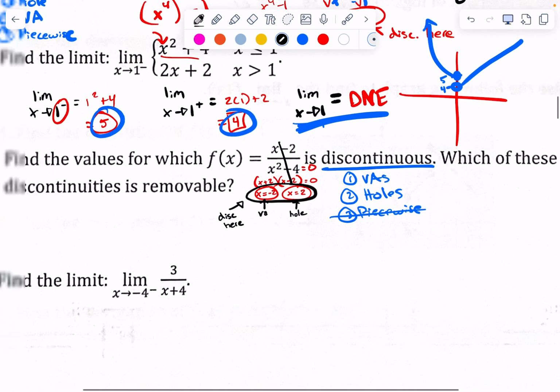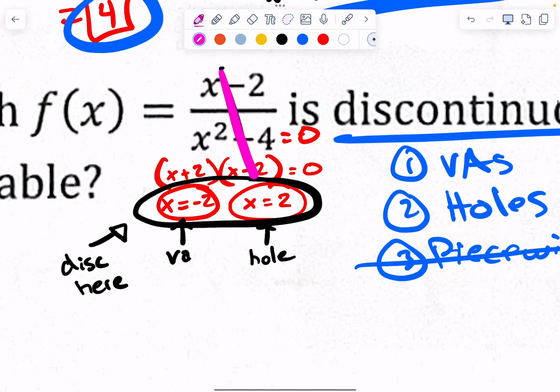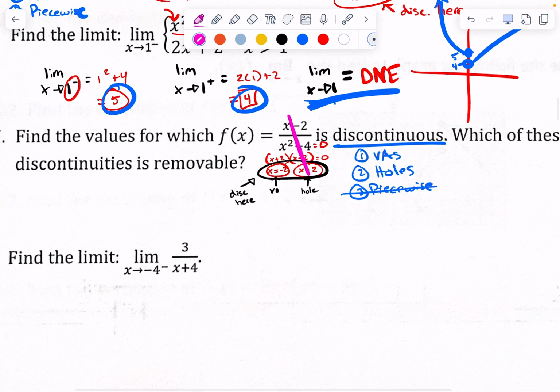All right. Now, here's the tricky part. It says, which of these discontinuities is removable? What the heck does that even mean? Which one removes? Basically, a removable discontinuity is asking for where the hole is, where it cancels out. A removable discontinuity is at the hole, and the hole is at x equals 2. That's the removable one, right? Make sense?